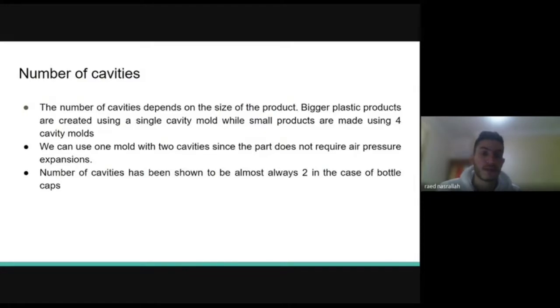Okay, so the number of cavities. The number of cavities depends on the size of the product. Bigger plastic products are created using a single cavity mold, while small products are made using 4 cavity molds. For our design, we can use one mold with 2 cavities since the part does not require air pressure expansions. The number of cavities has been shown to be almost always 2 in the case of bottle caps.